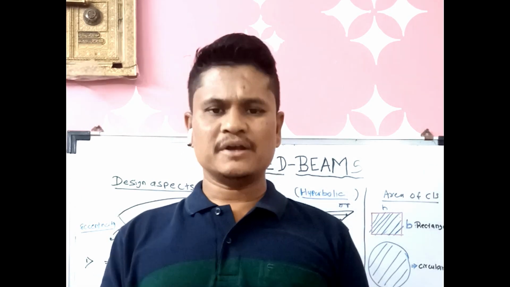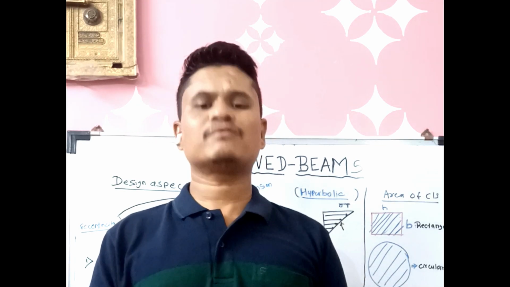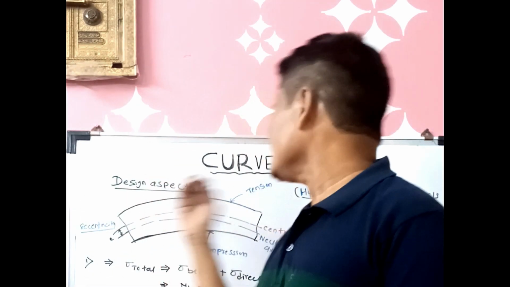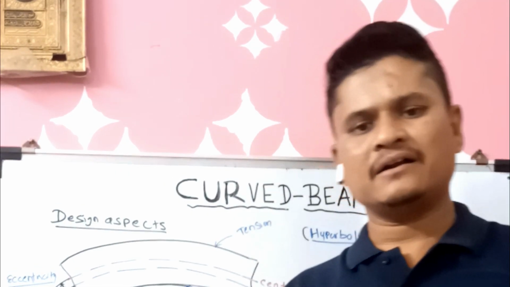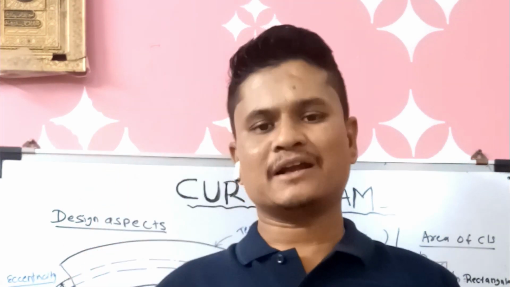Today I am here to discuss one of the important topics coming in the 6th semester for Design of Machine Elements, that is called curved beams. First of all, let me start with a beam. A beam is nothing but a horizontal member, and a column is nothing but a vertical member.